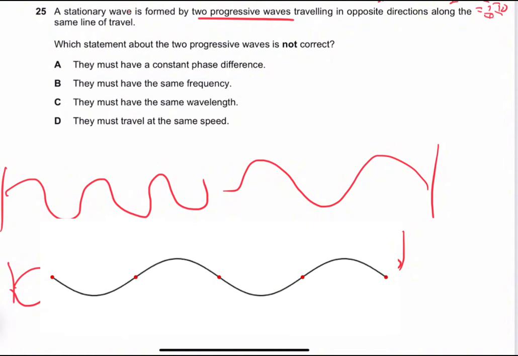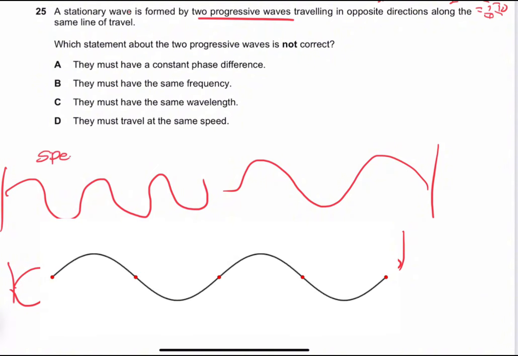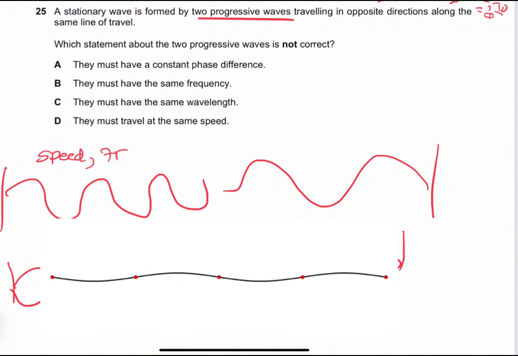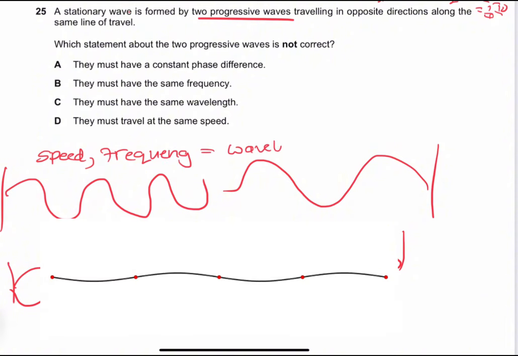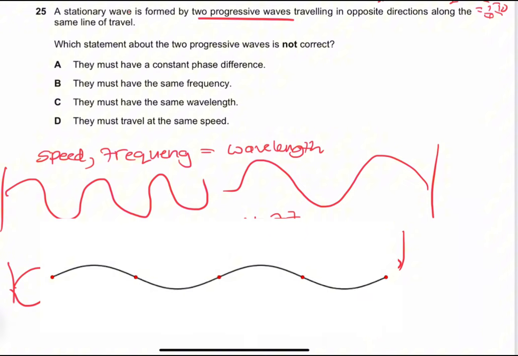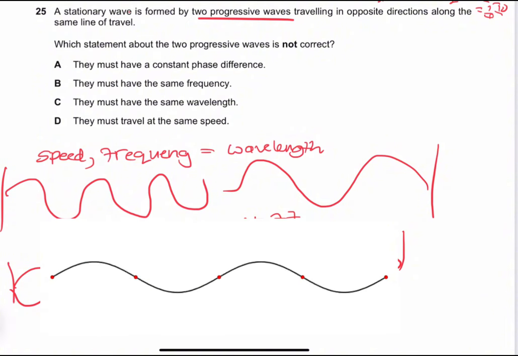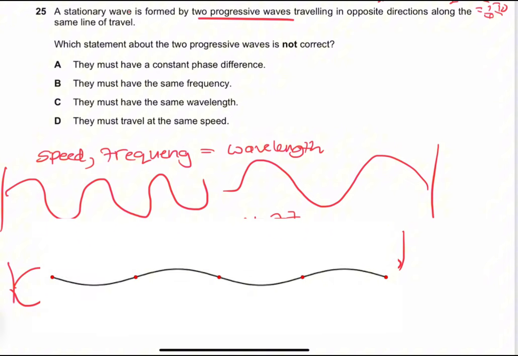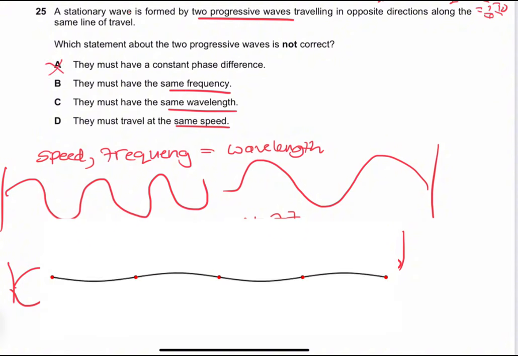For us to form stationary waves, we need waves that are traveling at the same speed and are of the same type. So they need to have the same frequency and the same wavelength, because v equals f lambda. If they have the same speed, the same frequency and the same lambda, the two waves can overlap and add up, and then form a stationary wave. At certain points the amplitude is zero, and at certain points the amplitude is at its maximum. So we need the same frequency, same speed and same wavelength, but we don't really need a constant phase difference.